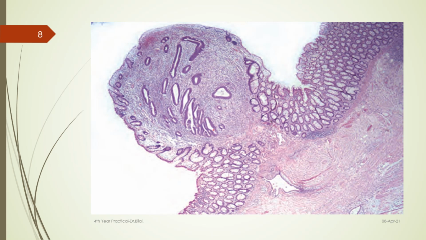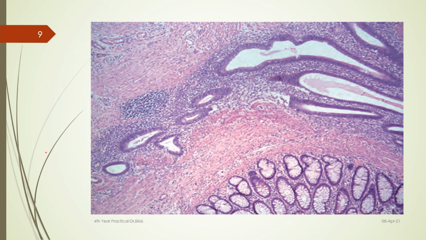In microscopy, this is a section of large bowel. These are the crypts, the normal crypts, and this is the area which is showing endometriosis. In the center, these are endometrial glands. Here is the stroma. On this power, hemosiderin-laden macrophages are not visible. This is a high power view. Again, the glands, and this is the surrounding stroma.